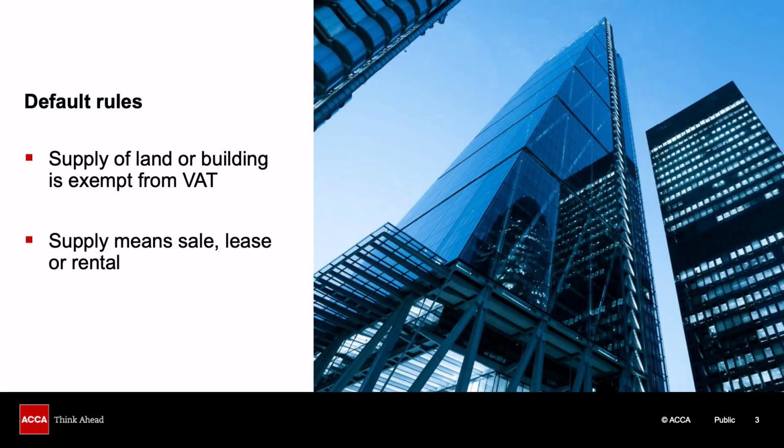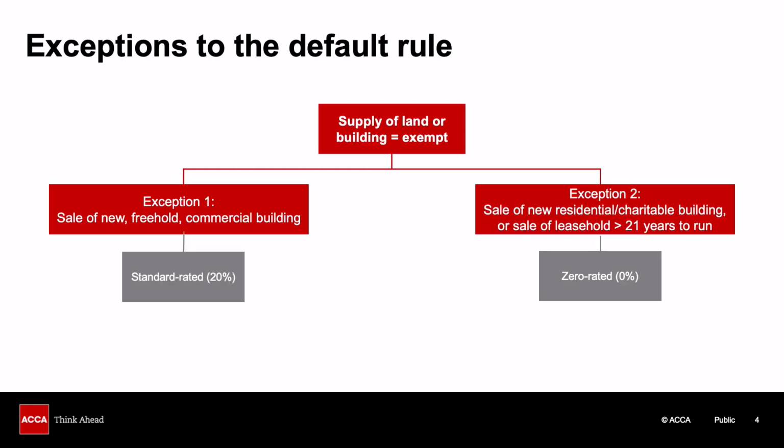The general rule when we're supplying land or buildings in the UK is that it is exempt from VAT. A supply can be from the sale or lease or renting out of the piece of land or the building. There are two exceptions to this general rule. Firstly, the sale of a new, freehold, commercial building is actually standard rated. So that means we use the 20% VAT rate. Remember, you're given that rate in the tax tables in your exam if you need it.